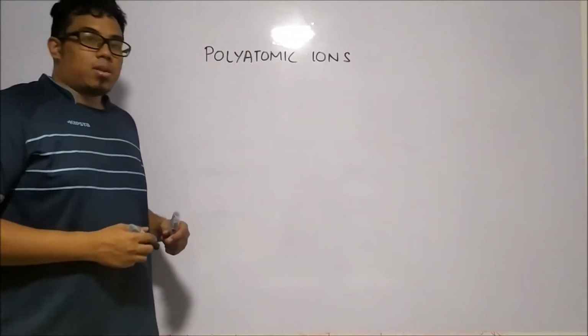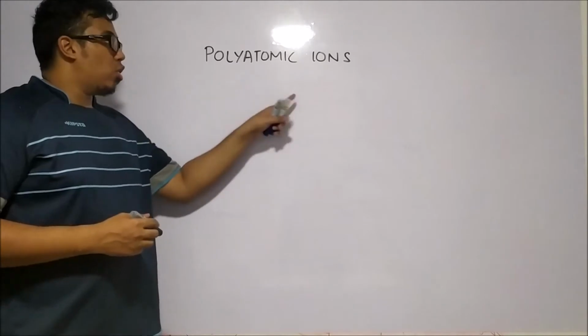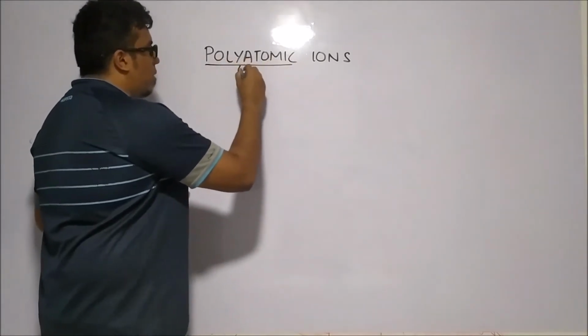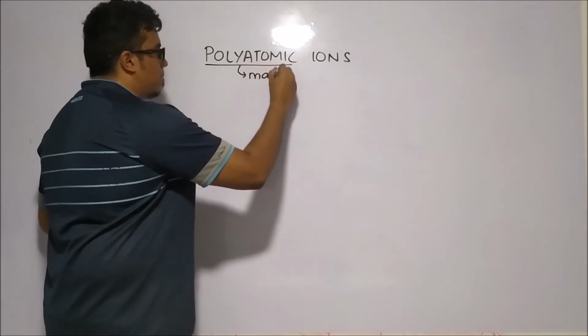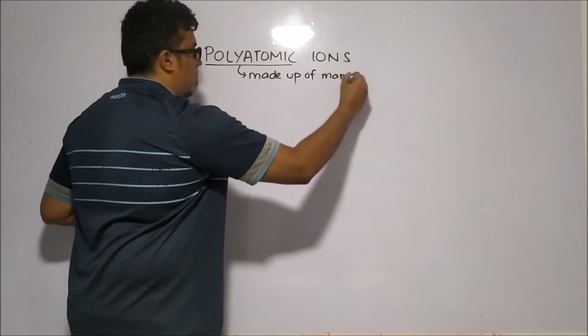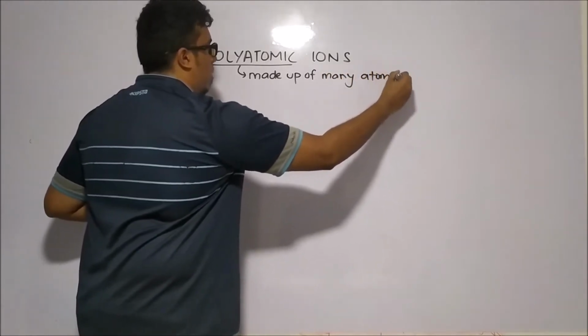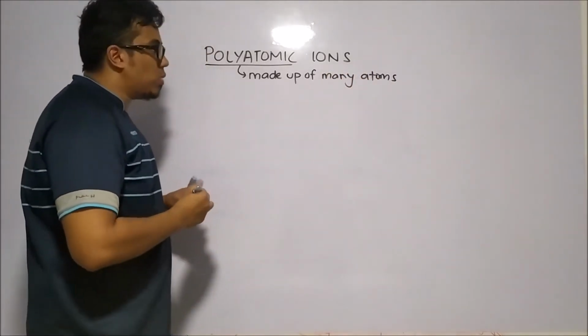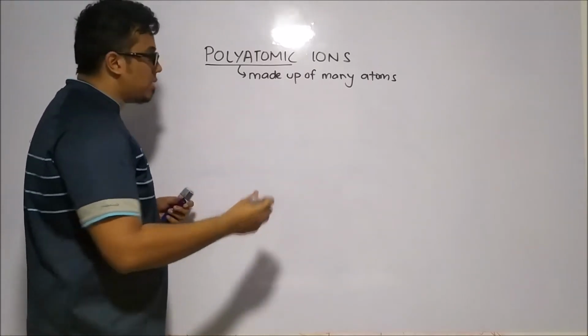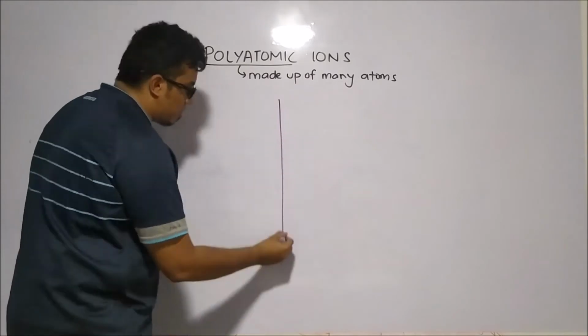On to our last part, about polyatomic ions. If you recall, polyatomic means they're made up of many atoms. So these are actually ions which contain more than one atom. There are a few that you have to memorize. I will split them up by charge.